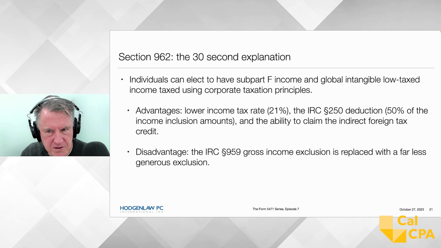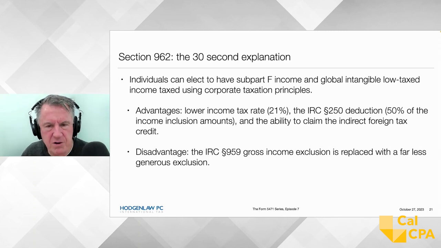So if you get $1,000 of global intangible low taxed income passed upstream to you by section 951(a), you get a $500 deduction. So your net taxable global intangible low tax income is $500, cutting your tax bill in half.